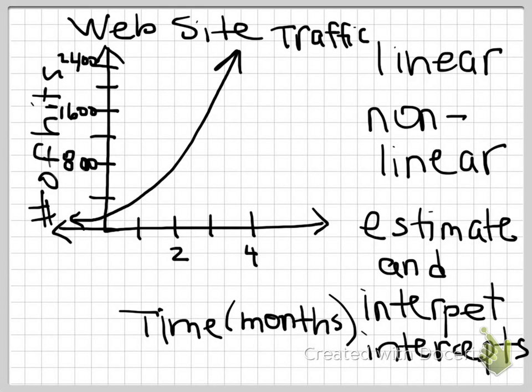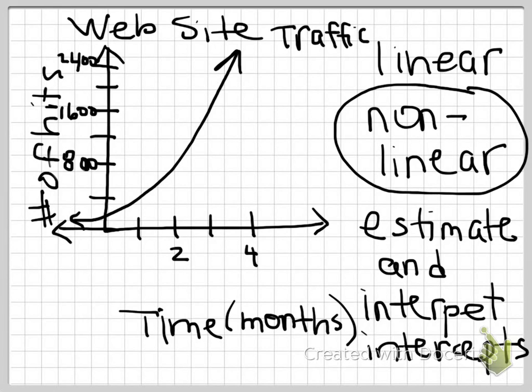Okay, for this graph you want to determine first whether it's linear or non-linear, so you would look to see if it's a curved line or a straight line. If it's a curved line, then it would be non-linear. If it's a straight line, then it's linear. So in this case, it's non-linear, and it's a curved line. Then we're going to estimate and interpret the intercepts. So the intercepts, remember, are where the line crosses either the x-axis, which would be the x-intercept, or the y-axis, which would be the y-intercept. In this case, it looks like it only crosses the y-axis, and there is no x-intercept.